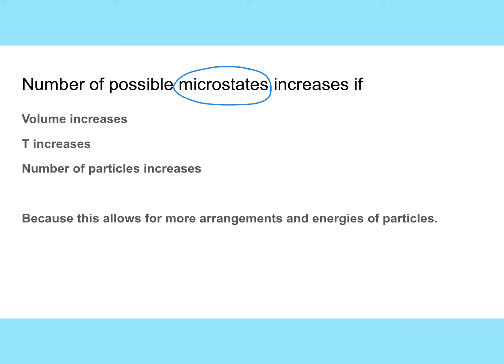And the more microstates are possible, because there are more energy possibilities, more vibrational and rotational possibilities, and because the particles are farther apart from one another, okay, the number of microstates will increase for the following three reasons: increasing volume, increasing temperature, or increasing the number of particles, because that allows for more arrangements and more energies. So that's kind of maybe a simple way to look at it, I hope. Maybe not super simple, but I hope it'll become simple eventually.